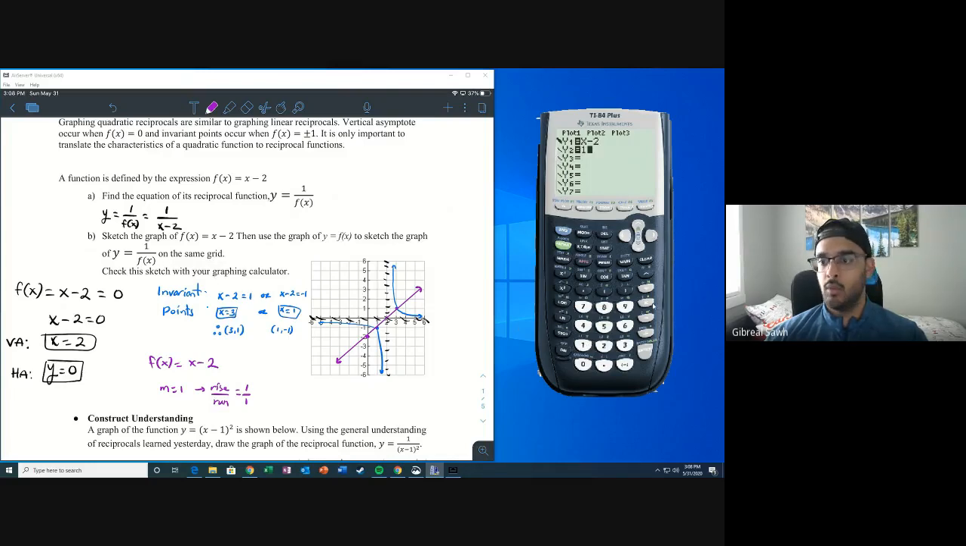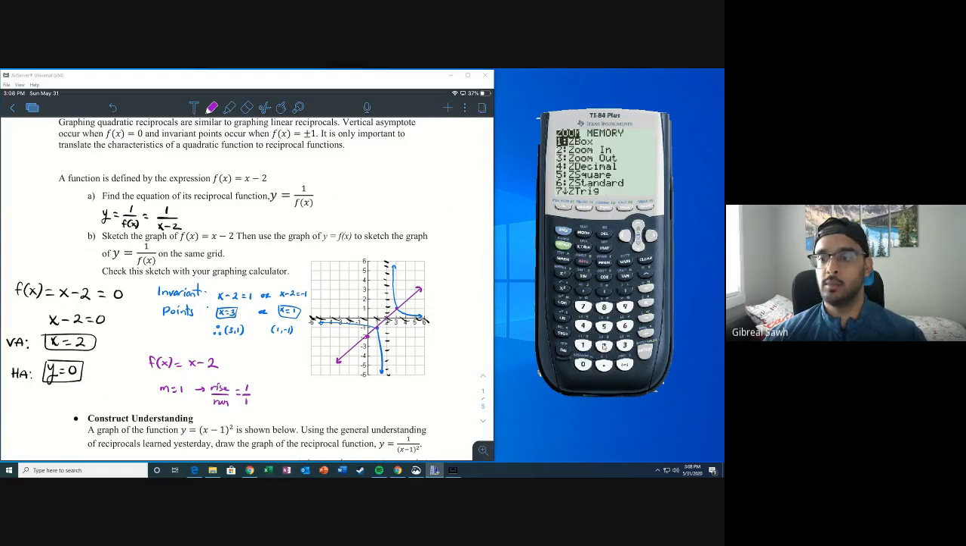And we'll do 1 over, and remember the brackets because we had that issue last time, x minus 2. If I hit graph, there's my line, and there's my reciprocal function. And again, we talked about what that weird line is. That's essentially the asymptote. The calculator just draws it in there when technically it shouldn't actually be there. Just remember that those two pieces for our reciprocal should be separate.